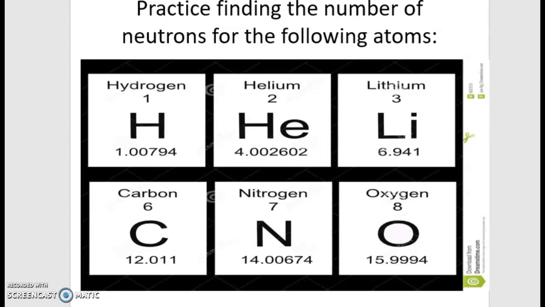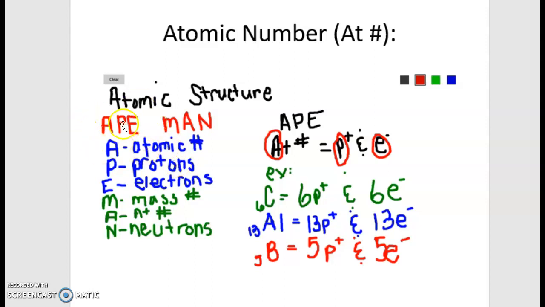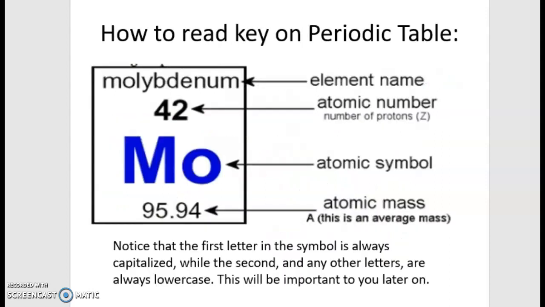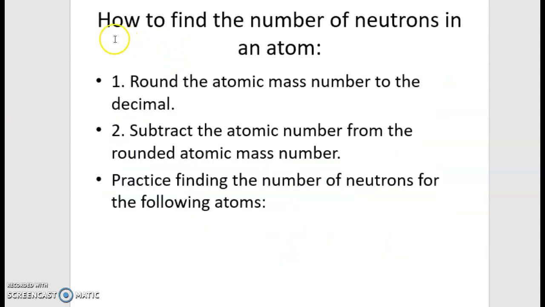So just one more time for review. Let's look at APE, which is atomic number is equal to protons and electrons. And then MAN, which is the mass number, minus the atomic number, will tell you the number of neutrons inside the nucleus. Again, if you go back to atomic mass, you're going to see that the mass tells you what is inside the nucleus of the atom, and you're pretty much given the number of protons, so you have to use MAN to calculate the number of neutrons.